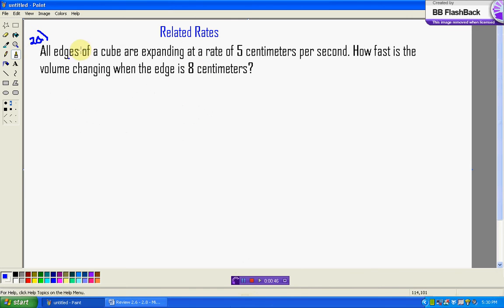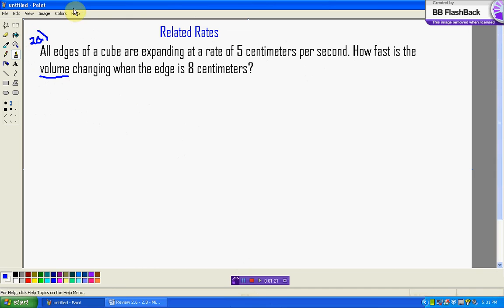So first, read the problem. All edges of a cube are expanding at a rate of 5 centimeters per second. How fast is the volume changing when the edge is 8 centimeters? Now, I told you, when you're dealing with related rate problems, you're going to be given a formula, or you have to derive a formula, or something is going to happen in this. Again, this is just a tutorial on how to get through these related rate problems. When you read this, it's talking about edges of a cube expanding at a rate of 5 centimeters per second. How fast is the volume, there's a key word right there, volume, changing when the edge is 8 centimeters.